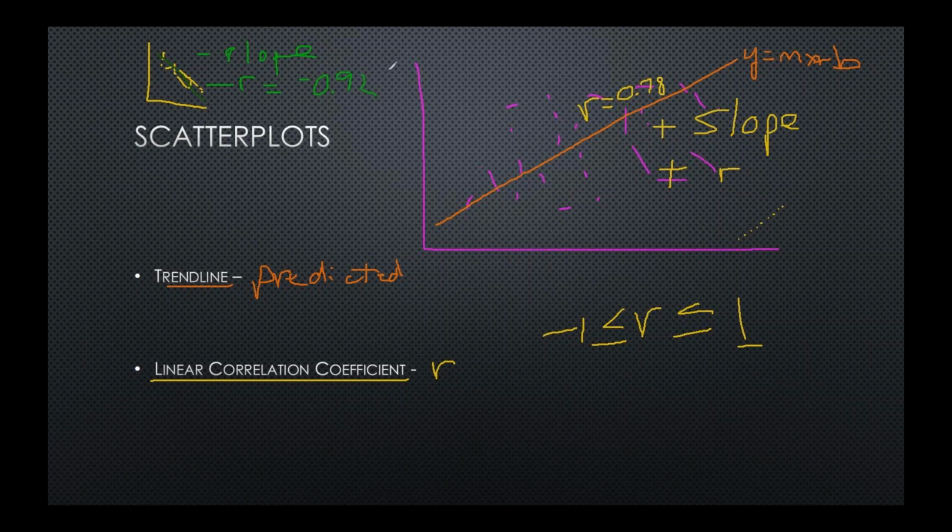And now I know what you're thinking. You're like, how am I supposed to know what R is by looking? Well, you don't. And this is not something you're ever going to do by hand. This is something that Excel is going to help you with. So when you put a trend line in Excel, it will give you two things.